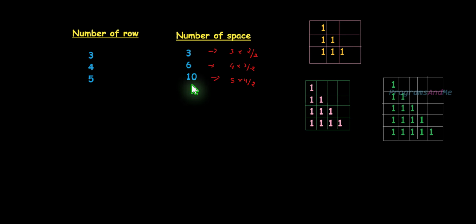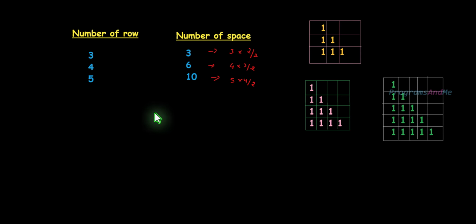I want to represent this number in terms of number of rows. I want to find the relation between number of rows and number of spaces. For that, I'll write this number like this. 3 multiplied by 2 divided by 2 is nothing but 3. 4 into 3 by 2 is nothing but 6. 5 into 4 divided by 2 is nothing but 10. I'll write 10 like this to find the relation between number of rows and number of spaces.